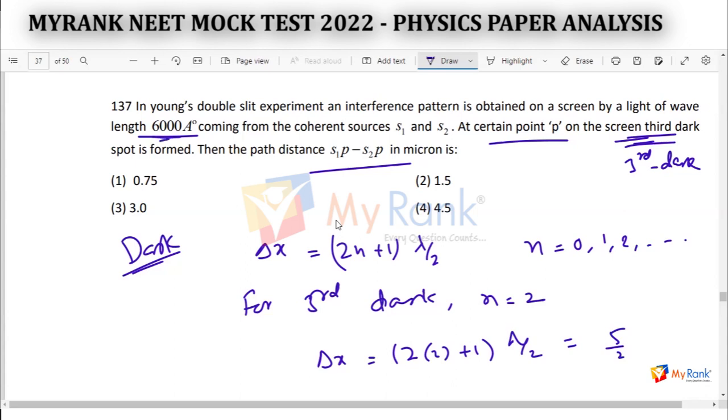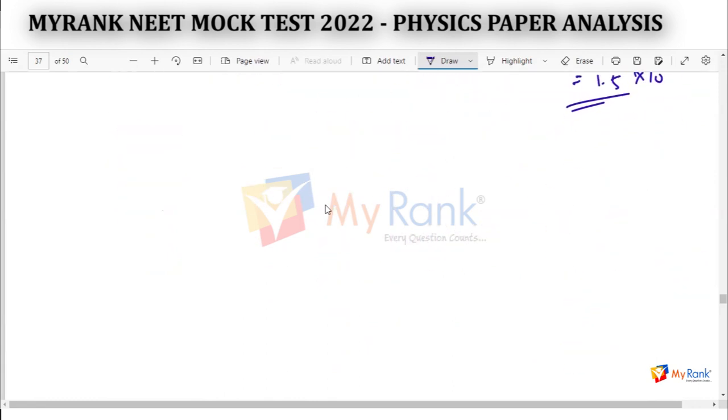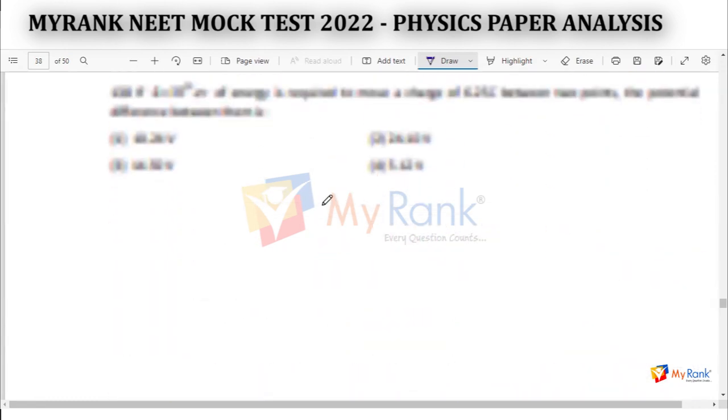Lambda is nothing but 6000 angstroms. 6000 angstroms means 6 into 10 power minus 7 meters, because the answer is asked in microns. So that means 1.5 into 10 power minus 6. So the answer is 1.5, students. Second is the correct answer. Next.